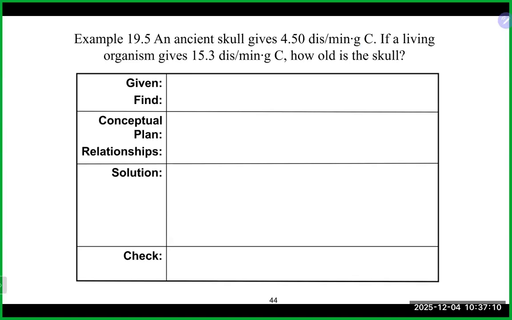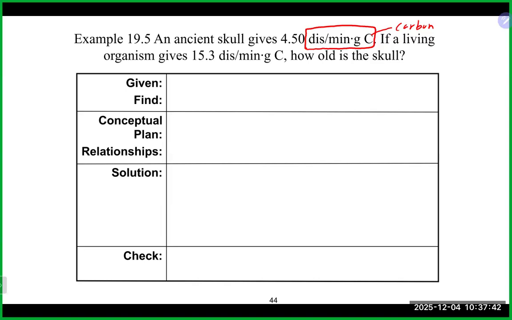So let's take a look at one here and walk through it together. The ancient skull gives 4.5. Now, as I was mentioning before, when we're doing our kinetics, it doesn't have to be nice clean units like we've seen before. This is a unit of radioactive decay, and that is disintegrations per minute per gram of carbon. The C is carbon, it is not Celsius, so it's per gram of carbon here. Again, that is a unit of radioactive decay.